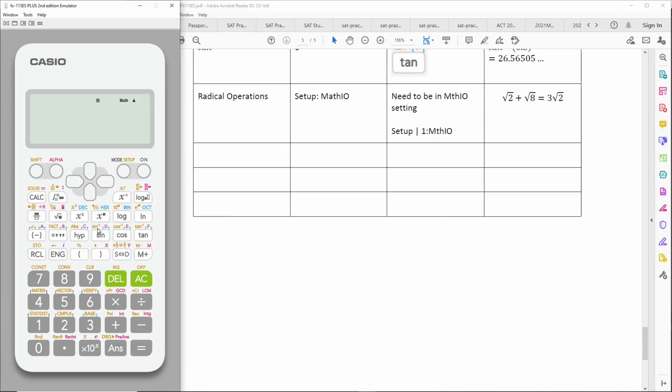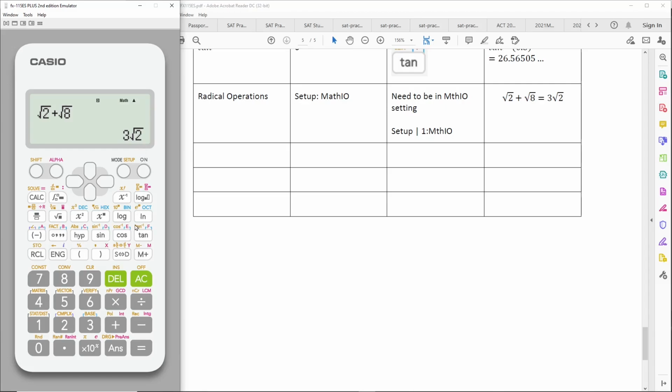And you can also deal with radical operations. So first I need to change my setup to MathIO. I do shift mode, option 1. If I want to find the square root of 2 plus the square root of 8, do the square root button, and then 2, arrow over, then plus, square root of 8, and then equal. So it gives my result in radical format. So 3 square root of 2.